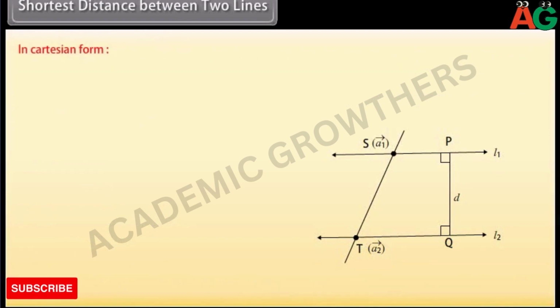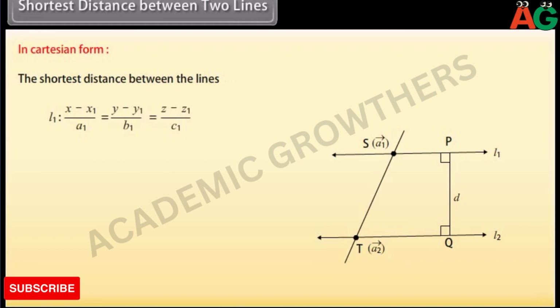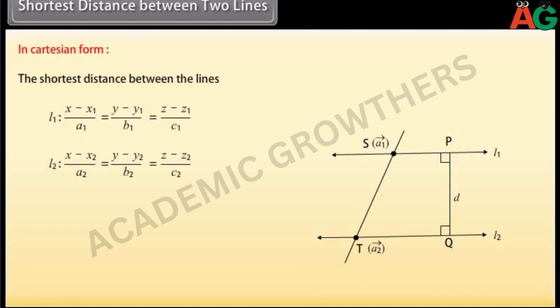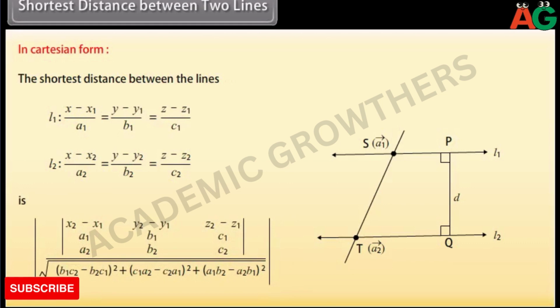In Cartesian form, the shortest distance between the lines L1: (x - x1)/a1 = (y - y1)/b1 = (z - z1)/c1, and L2: (x - x2)/a2 = (y - y2)/b2 = (z - z2)/c2, is the modulus of the determinant with first row (x2 - x1, y2 - y1, z2 - z1), second row (a1, b1, c1), third row (a2, b2, c2), divided by the square root of (b1c2 - b2c1) squared plus (c1a2 - c2a1) squared plus (a1b2 - a2b1) squared.